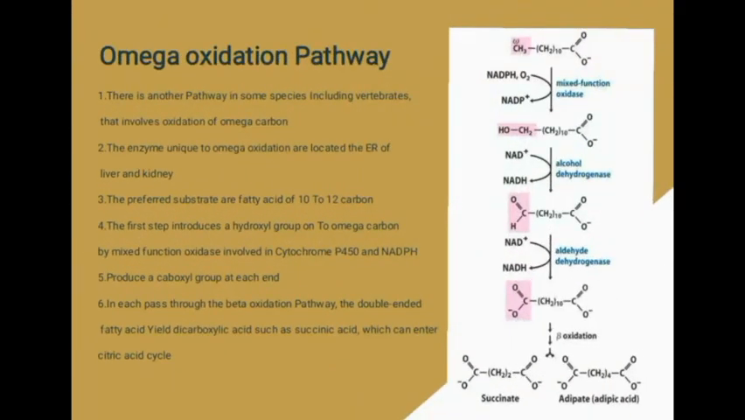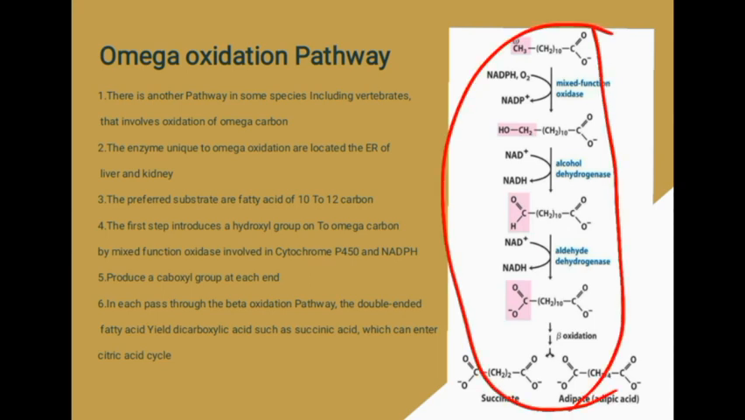Omega oxidation pathway. There is another pathway in some species, including vertebrates, that involves oxidation of the omega carbon. The enzymes unique to omega oxidation are located in the ER of liver and kidney. The preferred substrates are fatty acids of 10 to 12 carbons. Here you can see the 10 to 12 carbons which are involved.